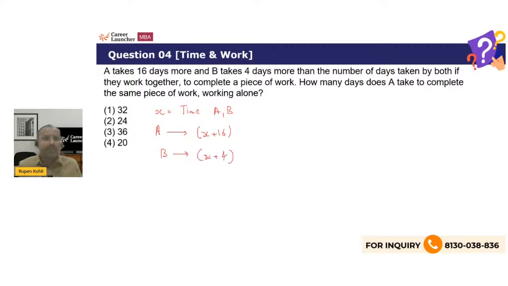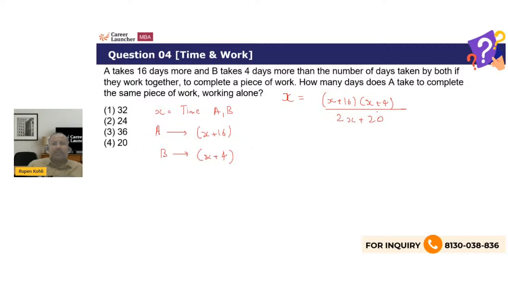Now we can apply the time and work basic equation, right? Because we have identified the time for A, B, and both of them working together in terms of the same variable X. So we can apply the equation that when two people work together, the time taken is T1 T2 by T1 plus T2. So X equals time taken by A into time taken by B, so X plus 16 into X plus 4 upon T1 plus T2. So that will be 2X plus 20, right? X plus 16 plus 4.